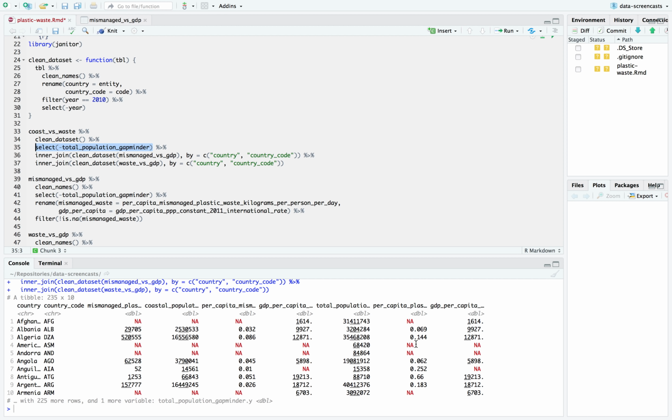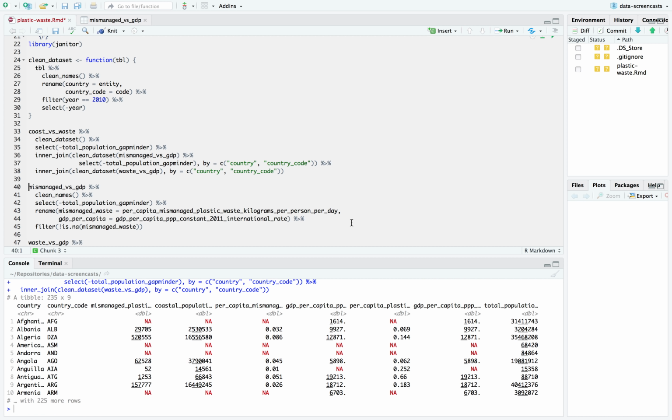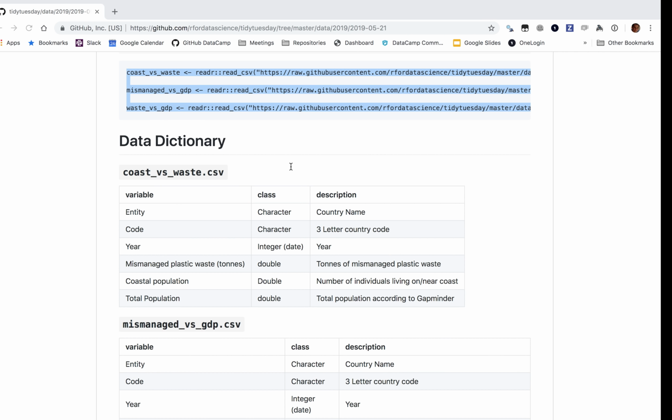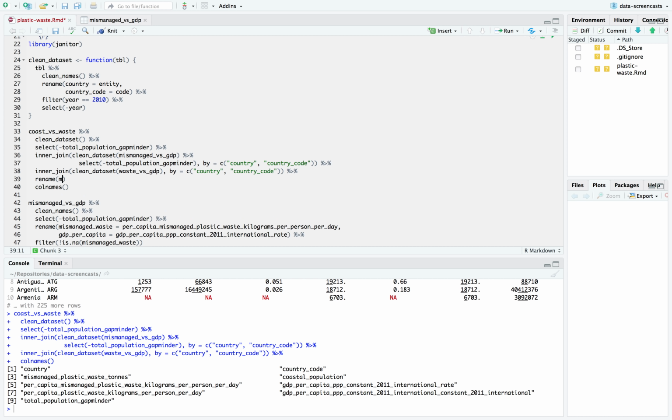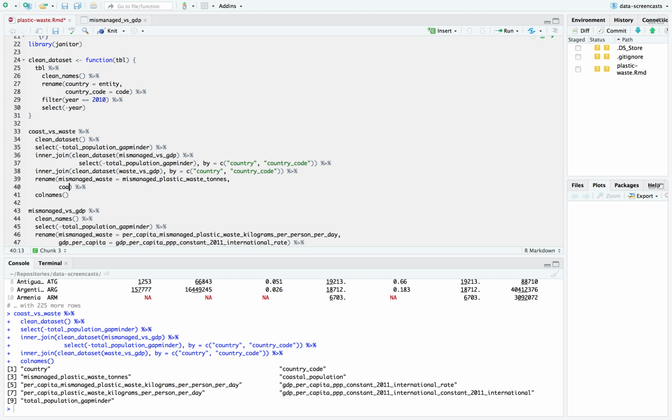Total population gapminder looks like it's in all 3 data sets. I just went ahead and removed it from another one as well. All right, so what we have now is country stats. And I'm going to do a little bit of renaming to make these smaller. What we have is tons of mismanaged plastic waste. So I'll rename that as mismanaged waste. Coastal population is fine as a name. Total population, I'm going to grab just total population gapminder out.